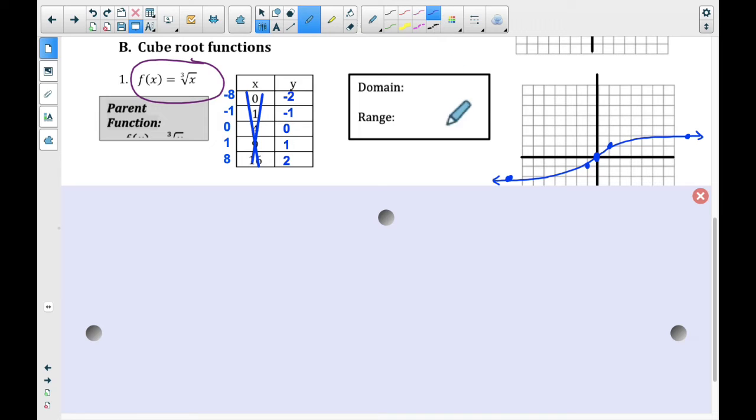And this time when we talk about domain and range, well, this time it goes forever in both directions. So it's negative infinity to positive infinity in both the domain and range.